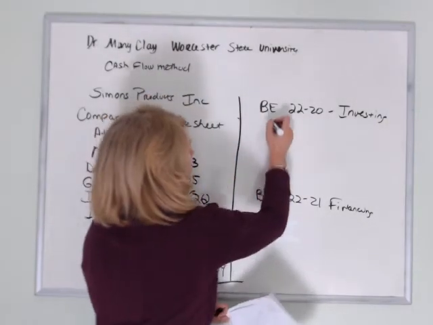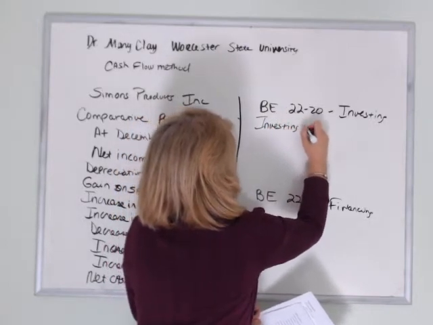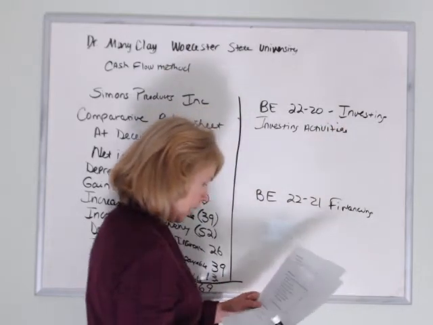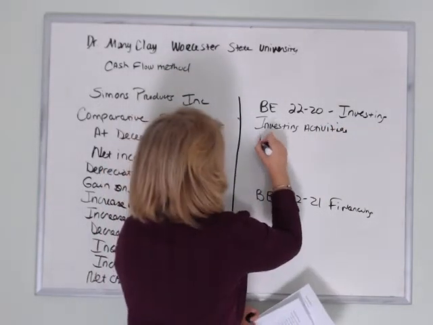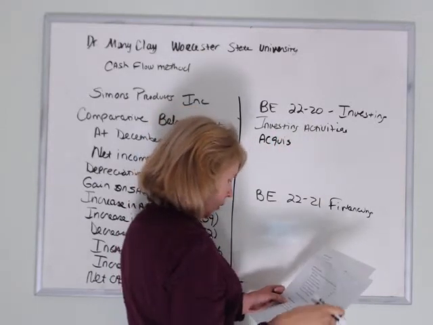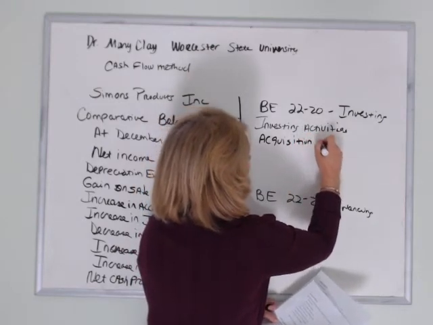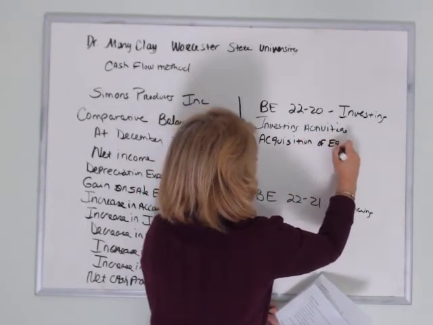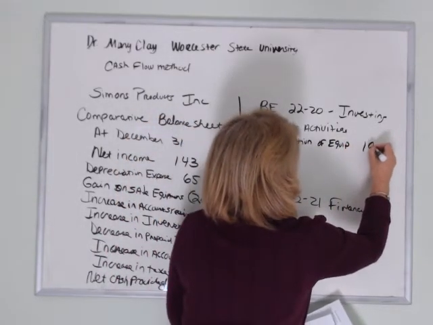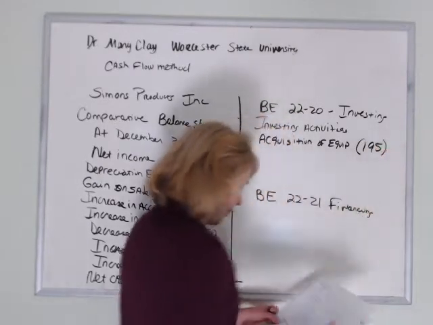So I'm going to have investing activities, and I'm going to have acquisition. Acquisition is purchasing. Acquisition of equipment. Okay, this will be a negative. Be careful with your positive and negatives. This is a negative. Put that in parentheses.